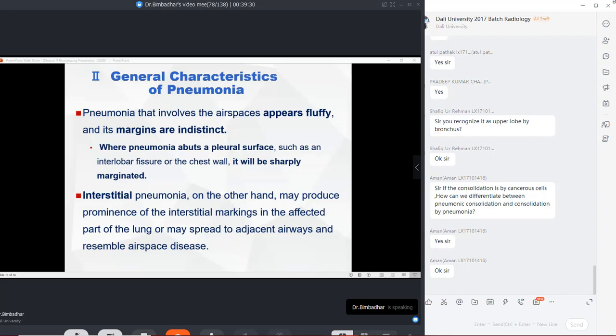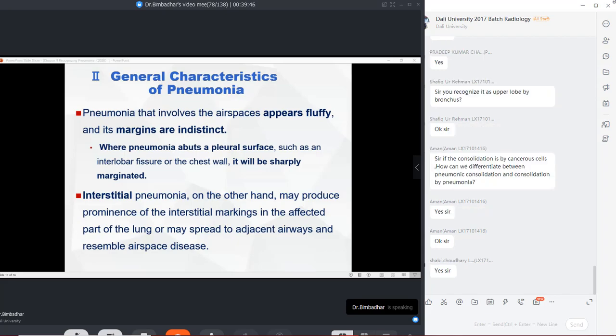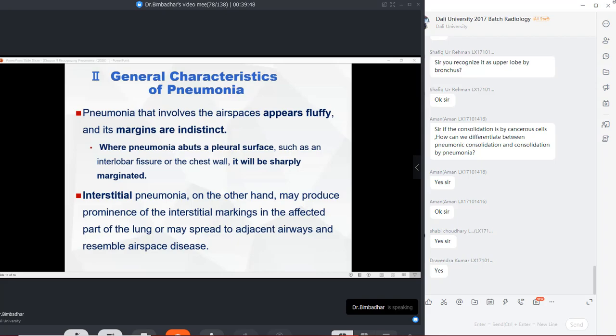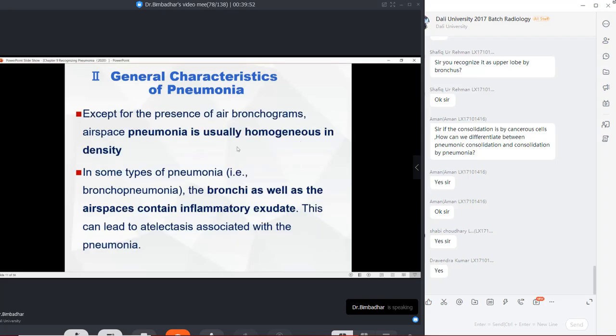Okay, since the clinician will not be able to make these interpretations, that's the reason as a physician you should be aware of what the radiologist is talking about. Is this clear now? Please respond, guys. Is this clear? Yes, no? Right. Okay. So what happens?